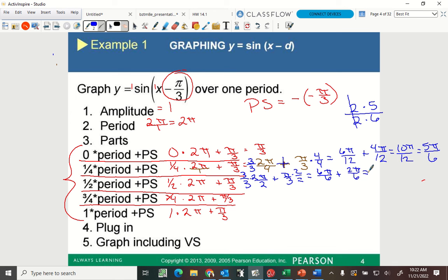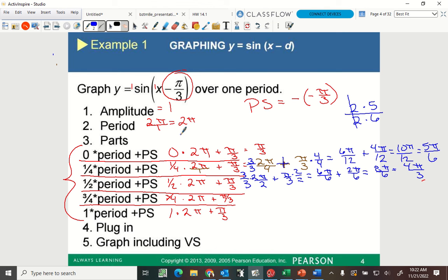Very good, which gives me a grand total of 8 pi over 6, and that will reduce by a factor of 2 to 4 pi over 3. There we go. Okay, that's what I calculated. Yeah, 4 pi over 3.